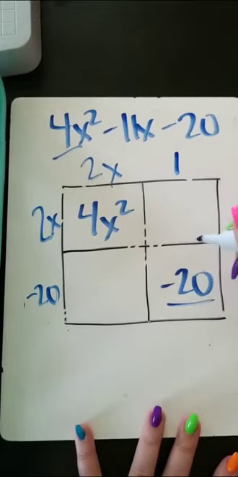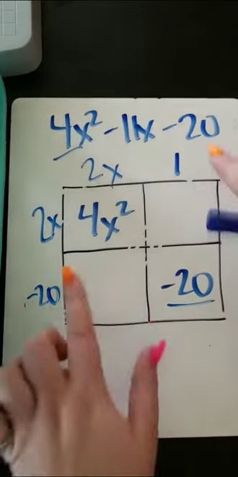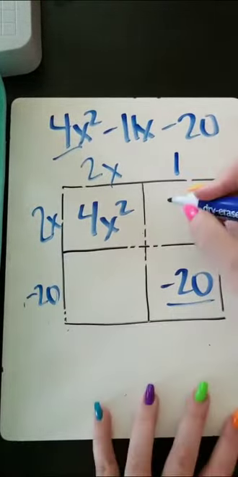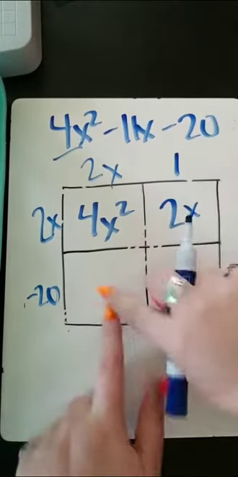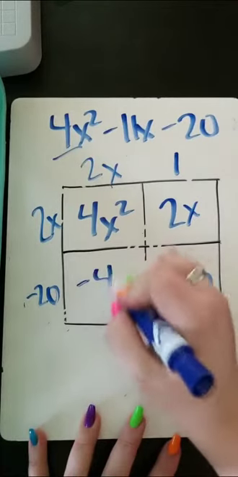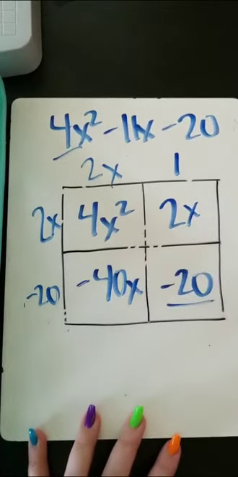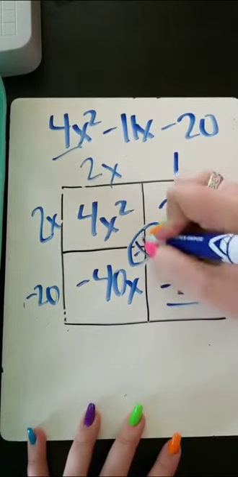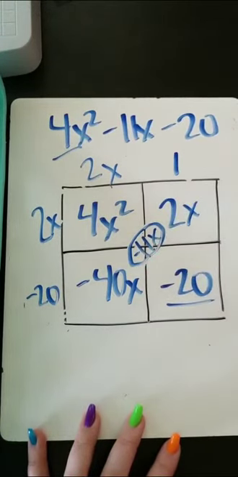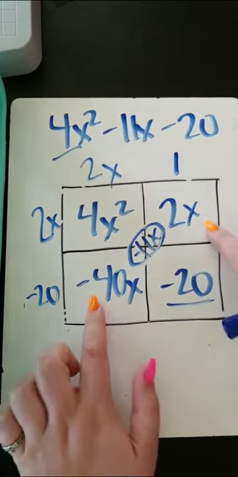The other nice thing about this is we can deal with negatives really easily. So 1 times 2x is 2x. 2x times negative 20 is negative 40x. Oh, I forgot to put this part in. This guy needs to be negative 11x. Okay? Clearly not negative 11x.